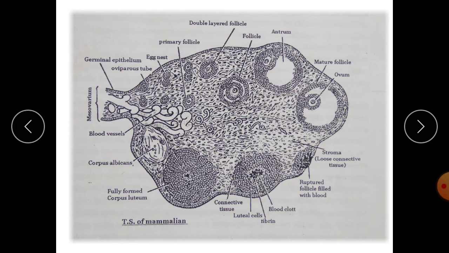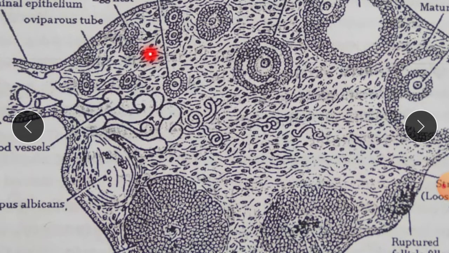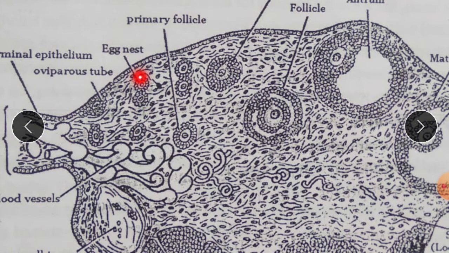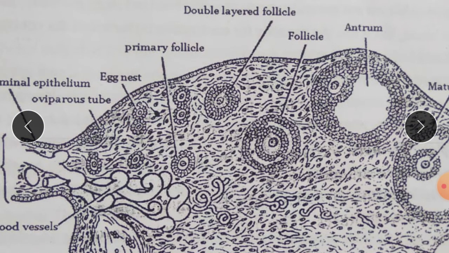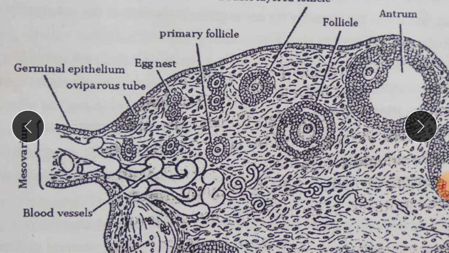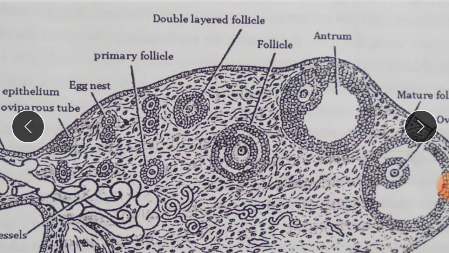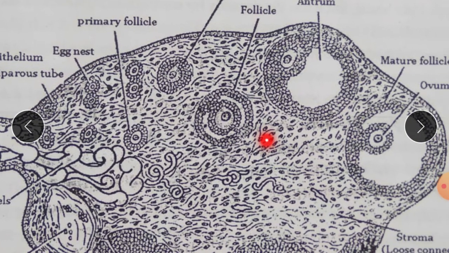Look here, in this section of the ovary you can see the egg nest. A centrally located egg is surrounded by a single layer of follicular cells, and this is called an egg nest. These nests are formed by the cells coming from the germinal epithelium. Only one cell is growing into an ovum, other cells are surrounding the ovum. So egg nest, primary follicles you can see here, and a double layered follicle.